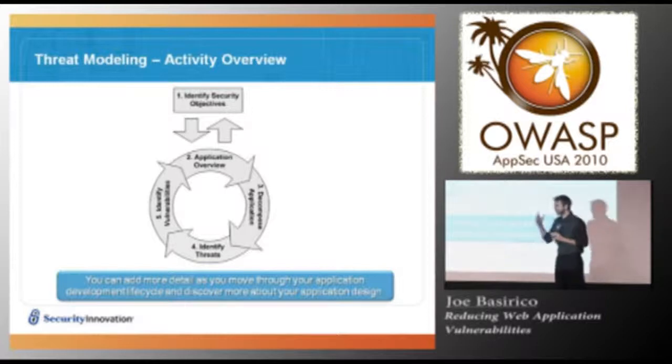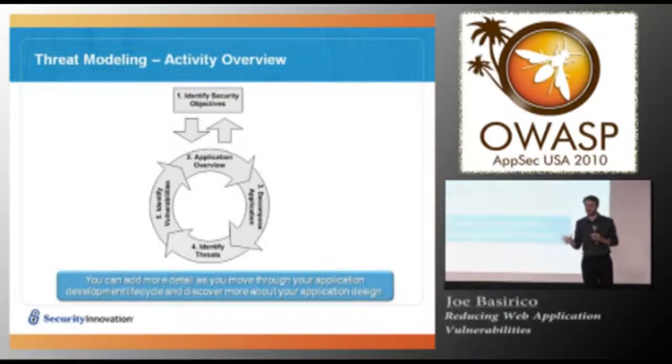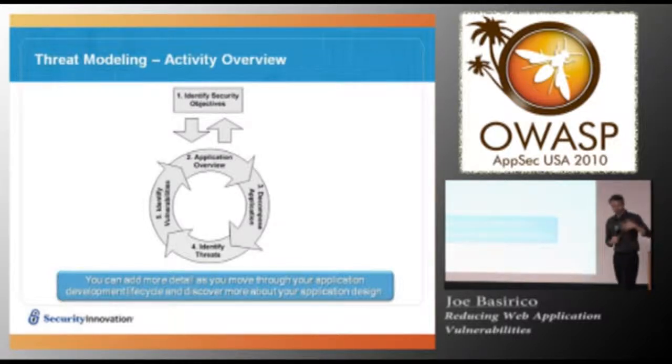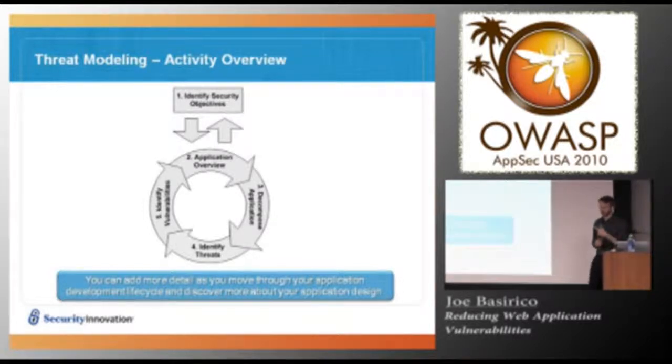And then finally, we'll identify vulnerabilities, which are simply unmitigated threats. We haven't put any control in place, or we don't have anything that's going to protect us from that threat. And then, hopefully, we put controls in place that will help us mitigate those things.